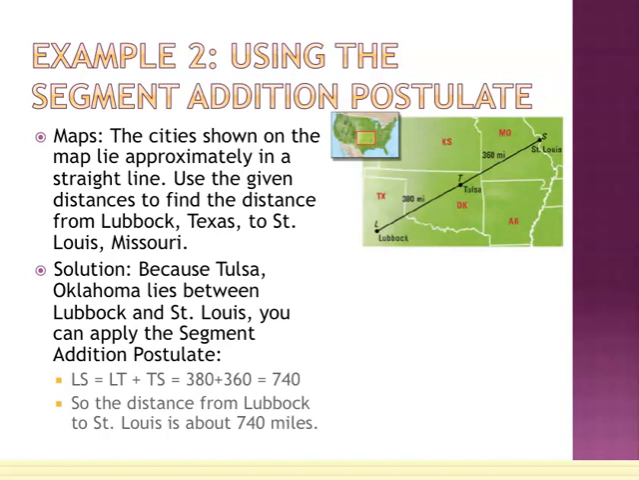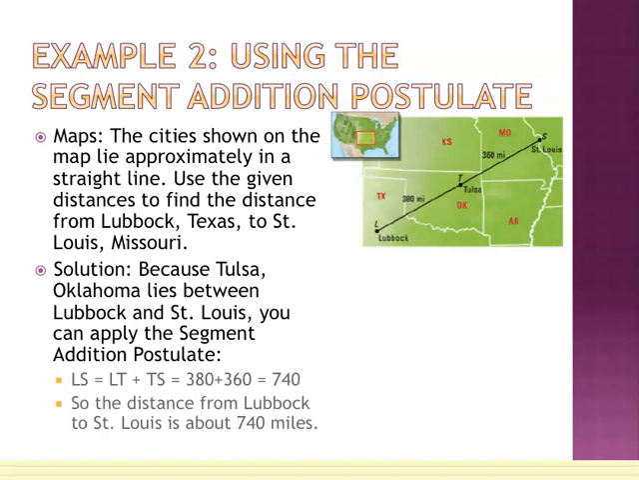Now you can see if Tulsa did not lie on the same line, if it were just a little bit further up or a little bit further down, then you can see how finding the distance from Lubbock to Tulsa and Tulsa to St. Louis won't give you the actual distance between Lubbock and St. Louis. So it is necessary that all three of the points that you're working with have to be collinear.